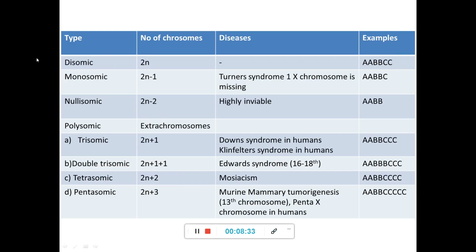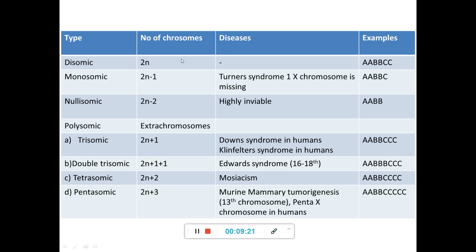Now, as I told you, there are different terms by which you call it. If you lose a chromosome, it is referred to as monosomic. If you lose two chromosomes, it is referred to as nullisomic. And if you have an extra chromosome, like an extra chromosome 1, it is referred to as a trisomic condition. Or if you have a double extra chromosome, then it is referred to as 2n plus 1 plus 1. That is referred to as a double trisomic. Now you might think 2n plus 2, that is tetrasomic. What is the difference between these two? I'll be telling you. 2n plus 3 is referred to as pentasomic.